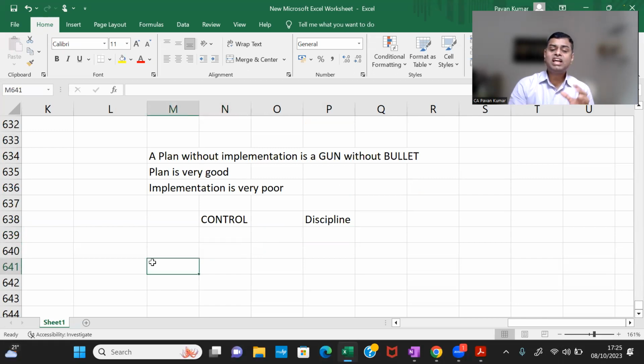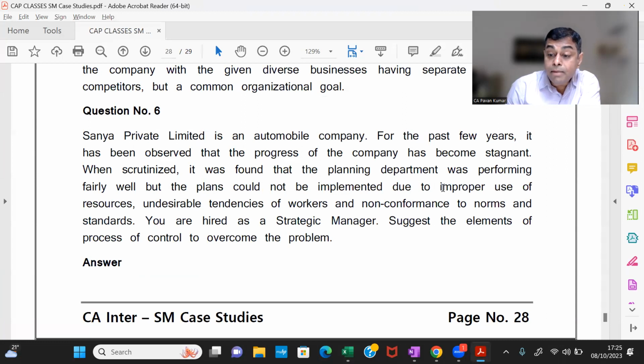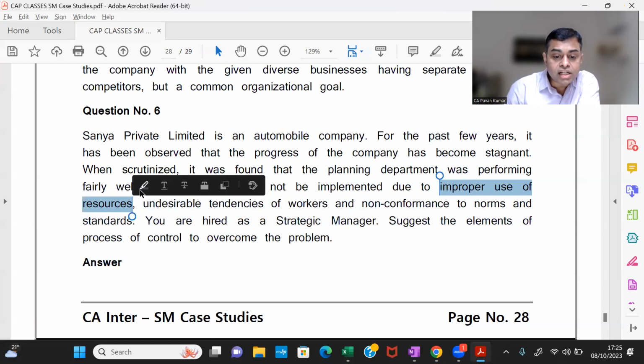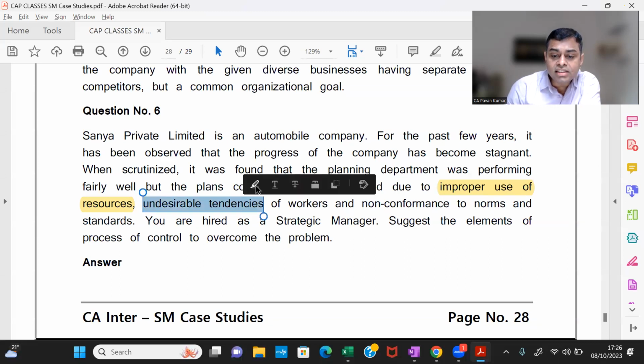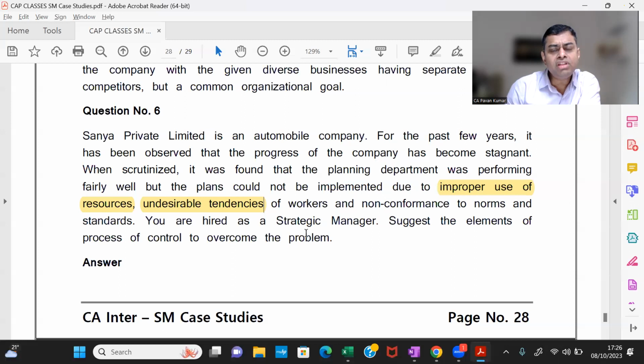Discipline. Pavan sir, I want to get up early morning, but I'm unable to. I want to sit and study, but I'm unable to. I'm easily getting distracted. You look here. Improper use of resources. Oh my God. Undesirable tendencies. Now student will ask, Pavan sir, do you think ICI framed this question looking at my shamelessness? Possible? I don't know.